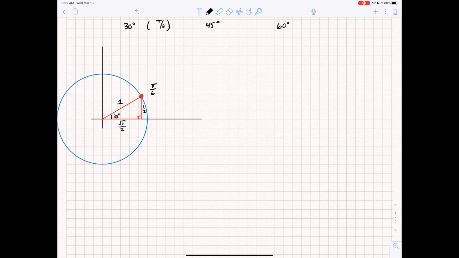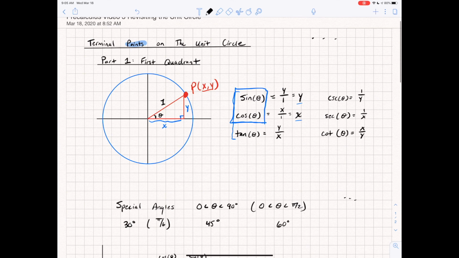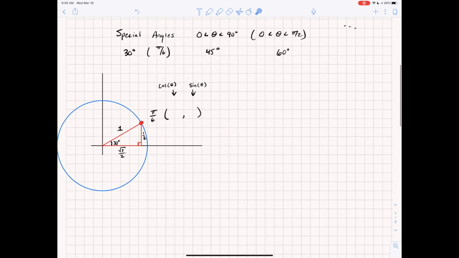Now, we know then if I'm trying to find the x and y coordinate for pi over 6, for 30 degrees, remember that the x coordinate is cosine of this angle, and my y coordinate is sine of this angle. Again, this comes from our definitions that we found up here in doing an arbitrary triangle in the first quadrant.